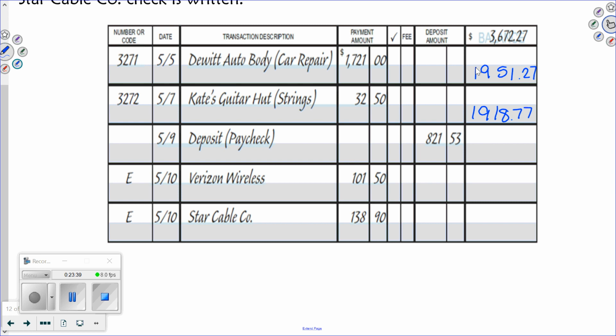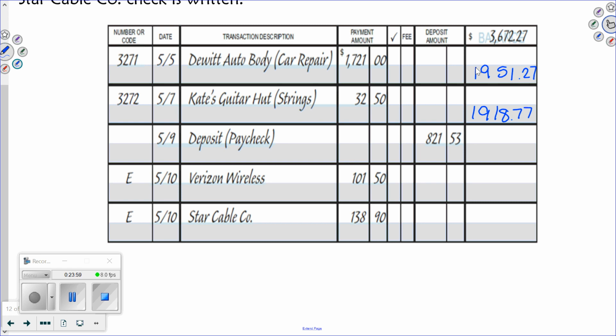I subtracted. So I started out with the beginning balance, subtracted this, and got that. And I subtracted this and got that. Yeah, we're just, because this is all stuff that's coming in or out of our account. This, that's $32.50. Oh, okay, I see.